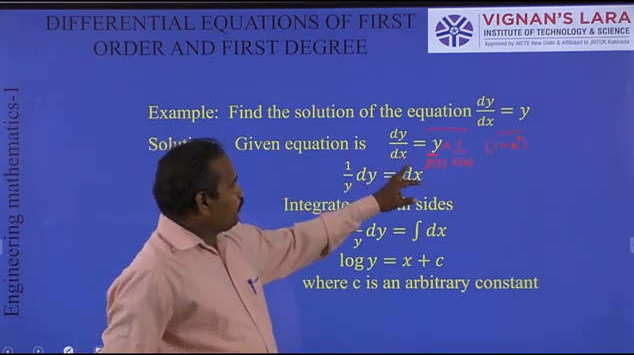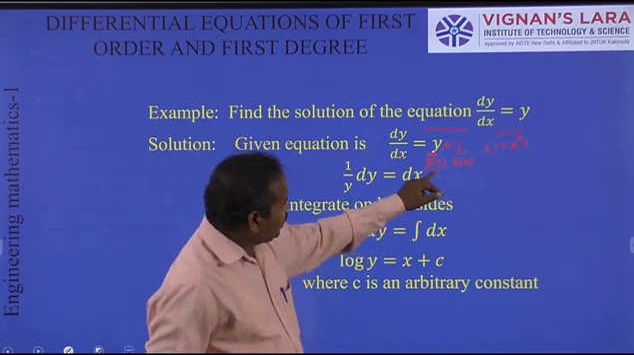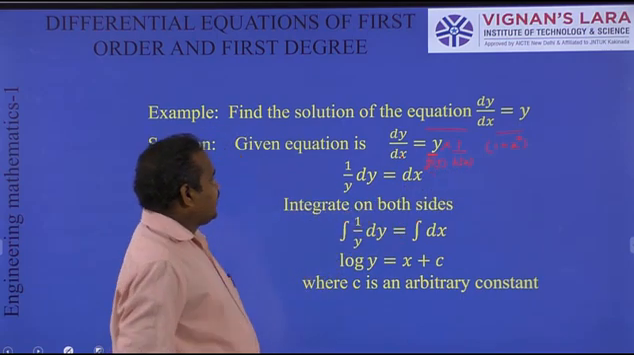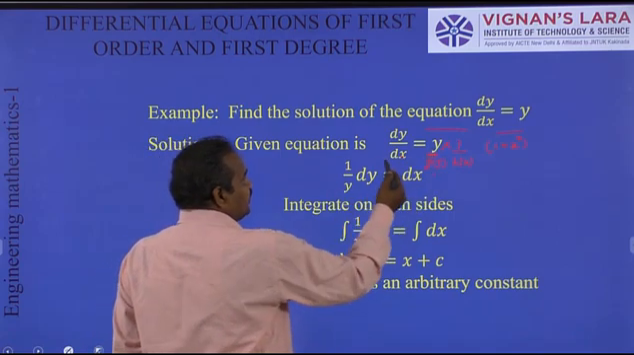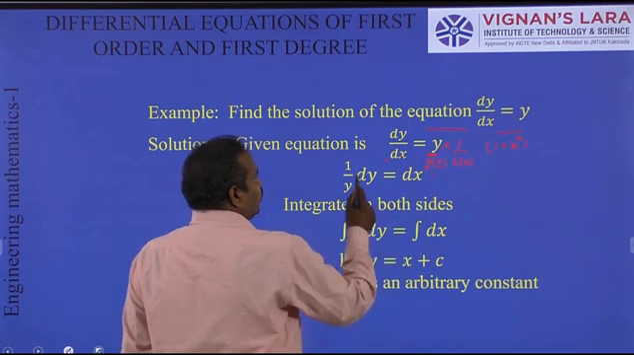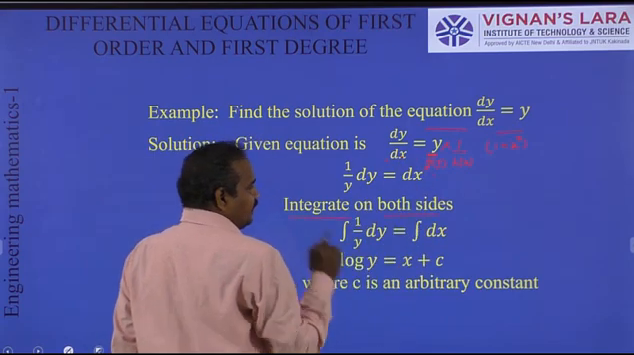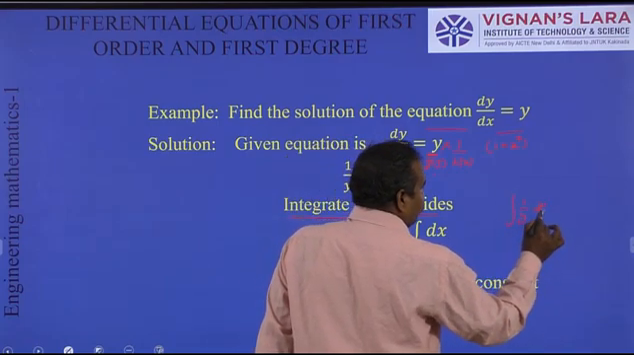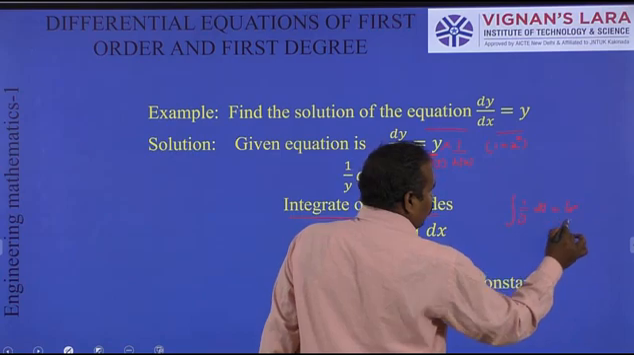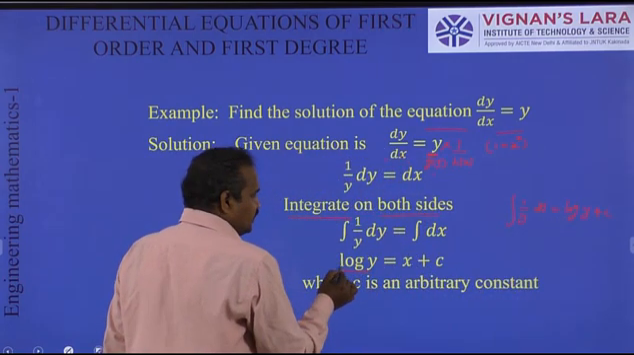Now dy by dx is equal to a function of y into a function of x. So what we do is bring the function of y to the left hand side. What is the function of y? It is y. So y goes to the left hand side, and x goes to the right hand side. So 1 by y dy is equal to dx. Now integrate on both sides. What is the formula for the integral of 1 by y? The integral of 1 by y is log y.